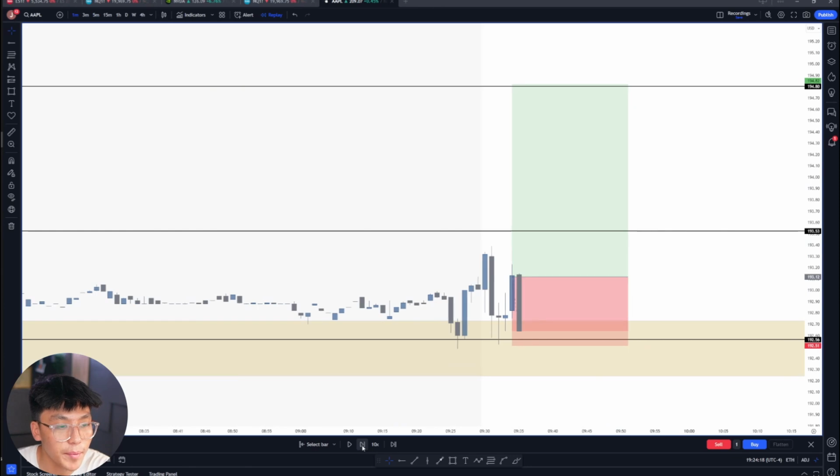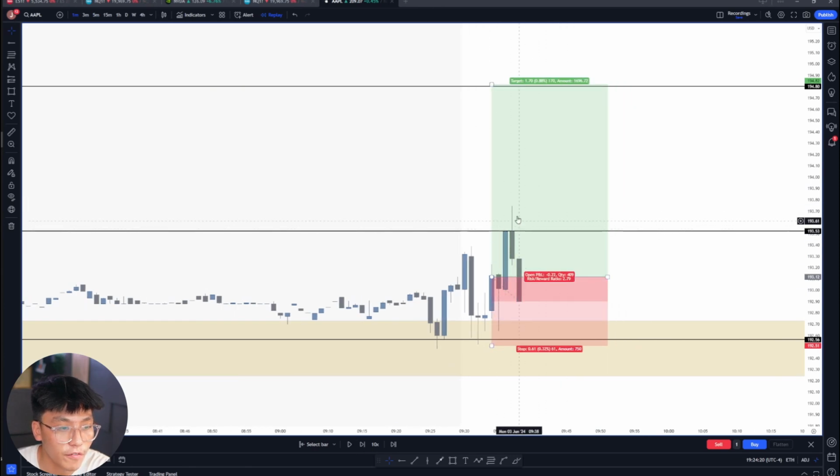As we play the tape here, you can see price comes up to our first profit target. We would have scaled a little bit there, but we would have been leaving them for the main target, which is our key level on the higher time frames.